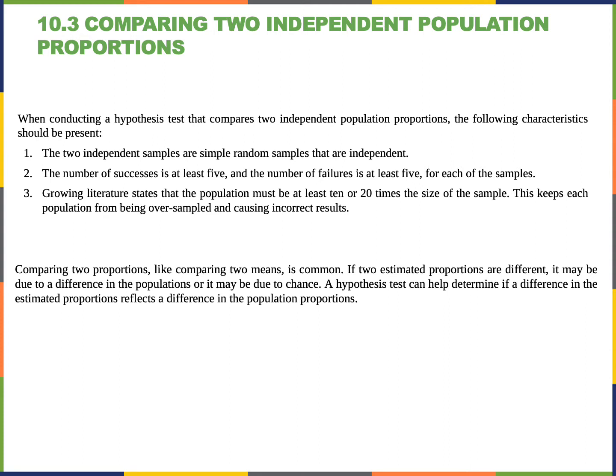Comparing two proportions is very common. If they're different, it might be due to a difference in the populations, or it might be due to chance. This is how we use a hypothesis test to tell if the difference in the estimated proportions reflects a difference in the population proportion.